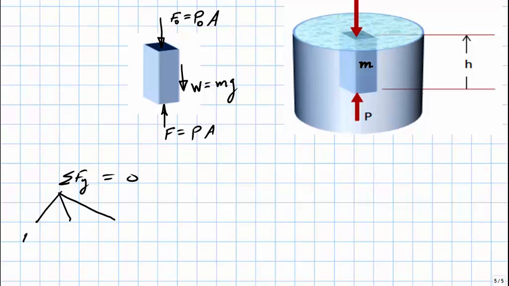We have the force on the bottom surface, which we called F. We have the force on the top surface, which we're calling F0, and we also have the weight. Now, this force F equals the pressure times the area. The force on top, F0, equals the surface pressure times the area.